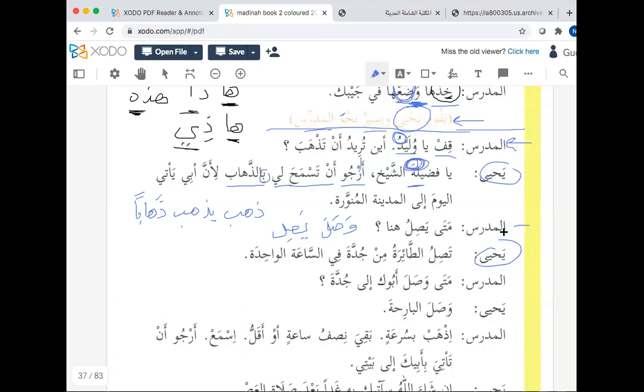Barakallahu feek. So over here, Al-Mudarris said yasilu, and then Yahya said tasilu. Why? Because yasilu refers to the father, but tasilu is for the ta'ira, the plane. Ahsant. And yasilu is for the ab. Ahsant. Ya bunay. Wa barakallahu feek.